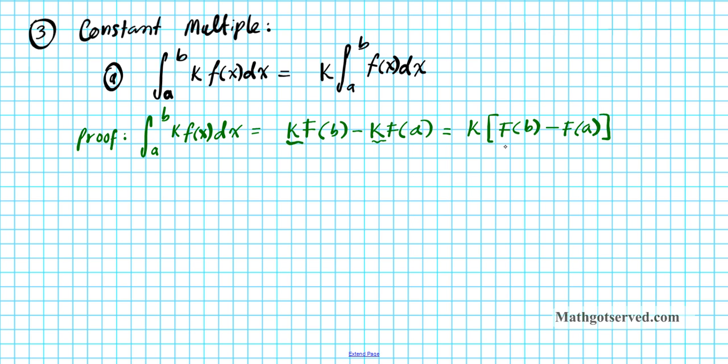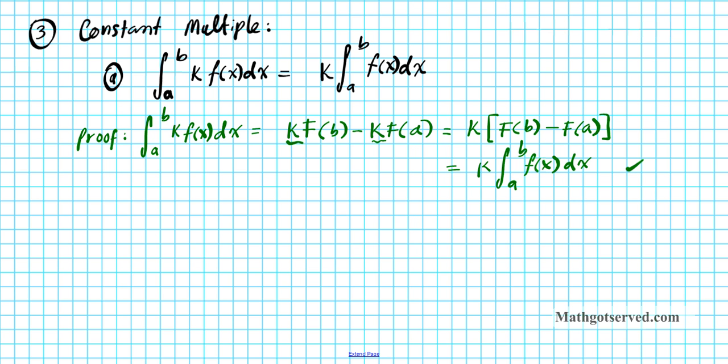Okay? Now using the reverse of FTC part 1, we can rewrite the difference of these two antiderivatives as a definite integral. Okay? So let's write it down. This becomes k times the definite integral from a to b of f of x dx. So you can see that the constant multiple rule is in fact correct.